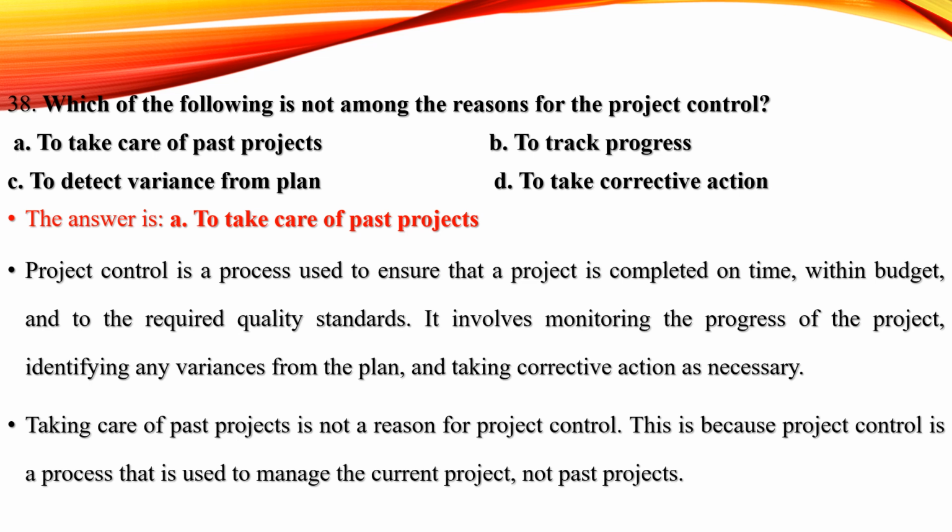So we know that project control is a process used to ensure that the project is completed on time, within a given budget and at the required quality standard. Therefore, it involves monitoring the progress of the project, identifying any variance from the plan, and taking corrective action if necessary. Taking care of the past project is not a reason for project control, therefore it is the answer. This is because project control is a process used to manage the current project rather than the past project.